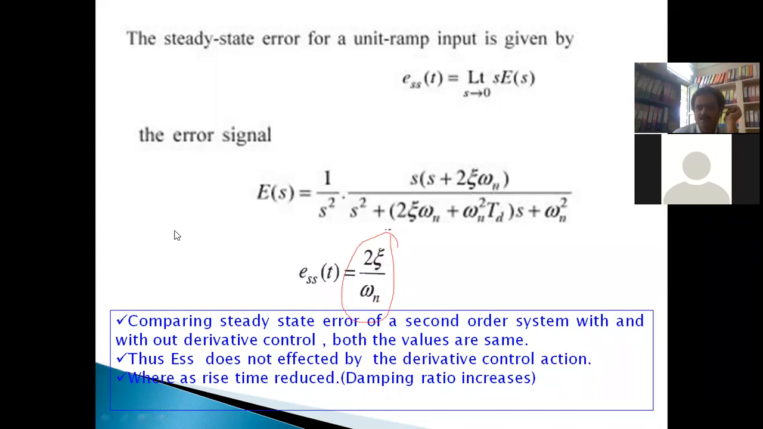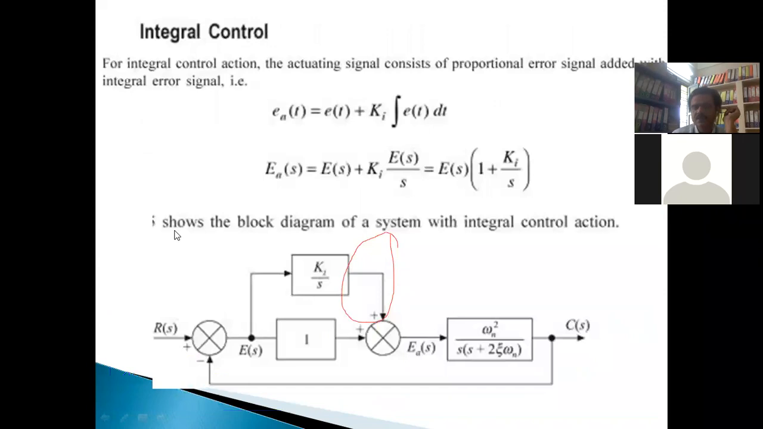So these are the conclusions. Next, coming to integral controllers. Same thing, same procedure we have to follow. So actuating signal, this is EA. This is proportional plus integral of integral of error signal. So that becomes actuating signal.